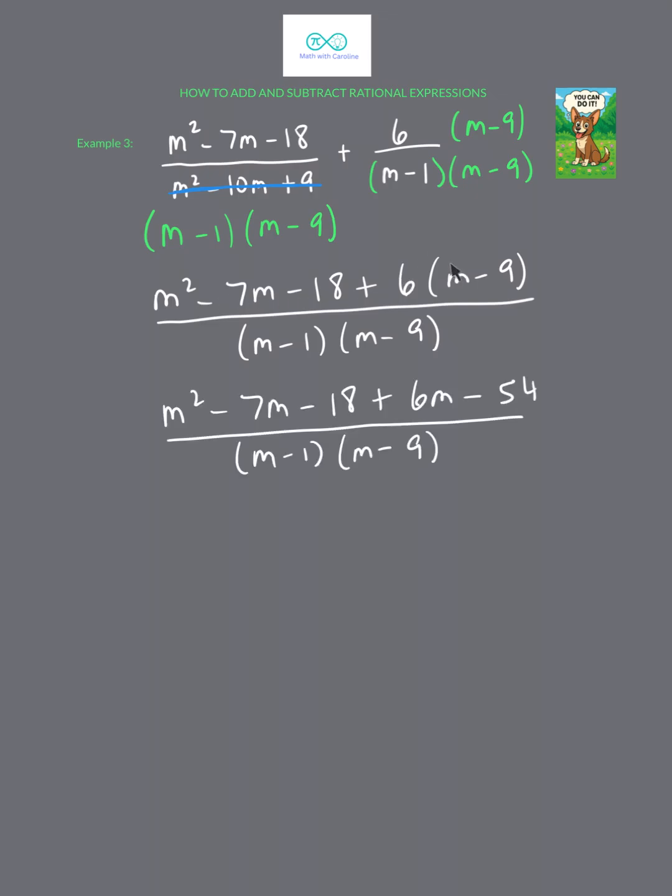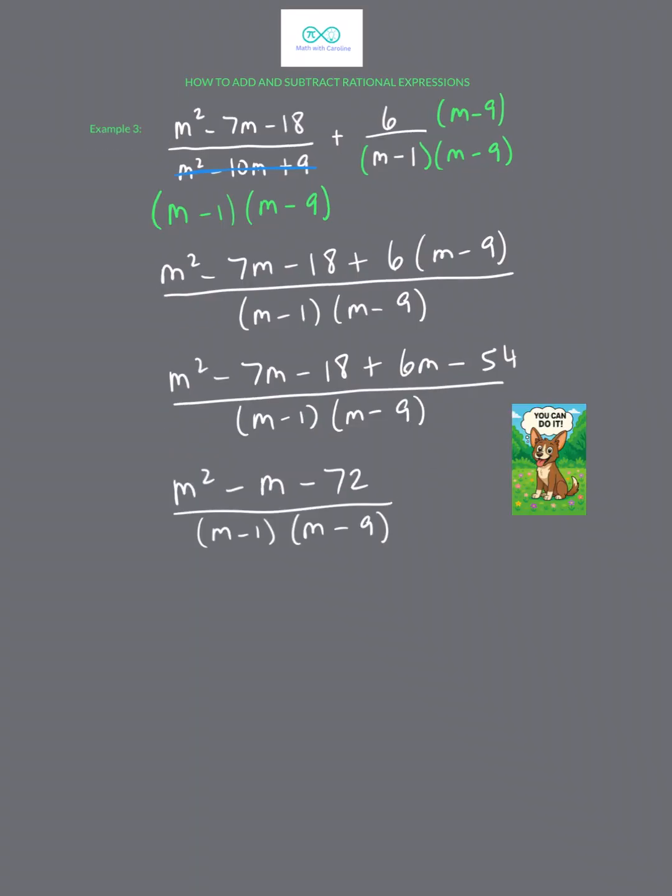So when we distribute our 6, we get 6m minus 54. Now we can combine our negative 7m with our 6m and our negative 18 with our negative 54. So go ahead and do that. Now that we've combined all our like terms, negative 7m plus 6m is negative m, negative 18 minus 54 is negative 72. Now we're ready to factor this numerator. So go ahead and do that now.